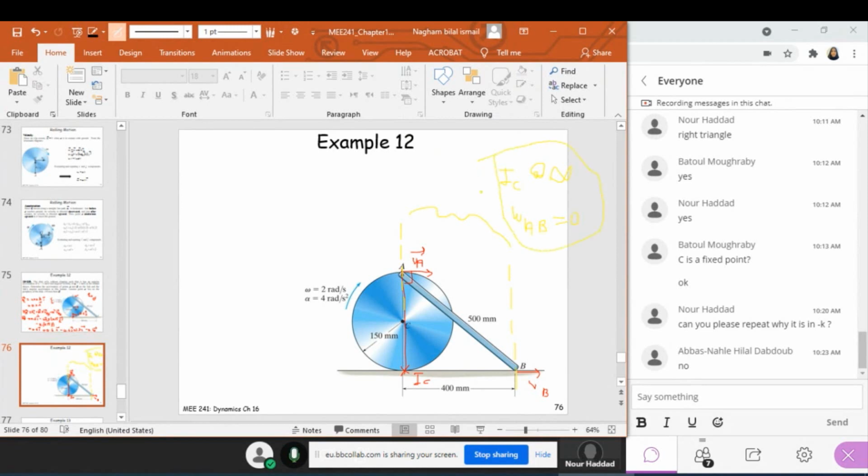Only at this instant, guys, omega AB is equal to 0. At the next instant, for example, if A is here, then A will not have this velocity. It will have this velocity. And in this case, I'm going to have IC and I'm going to have omega AB. But at this instant, omega AB is equal to 0, and I'm going to use this fact to find AB. At this instant, omega AB is equal to 0. It doesn't mean that alpha AB is equal to 0, but at this instant, the angular velocity is equal to 0. So I can now find AB.